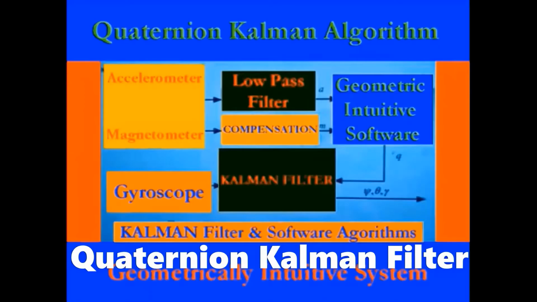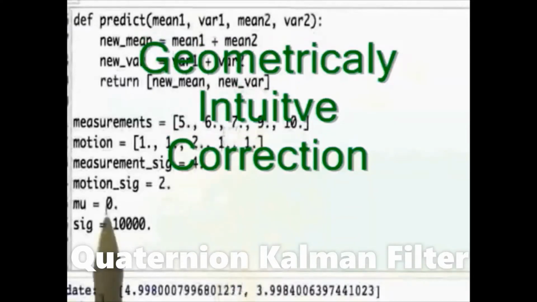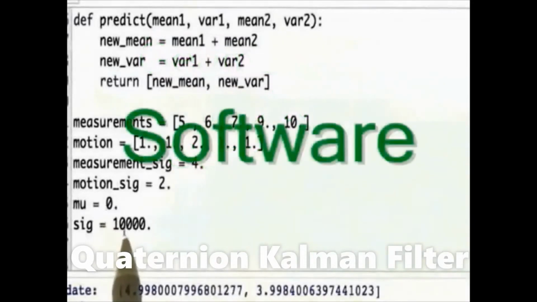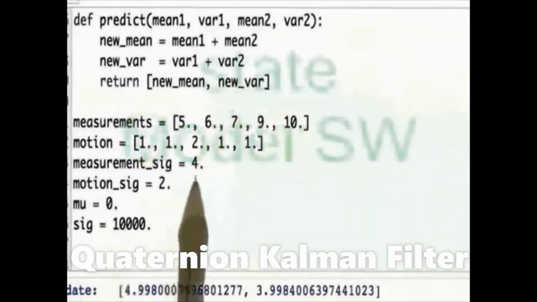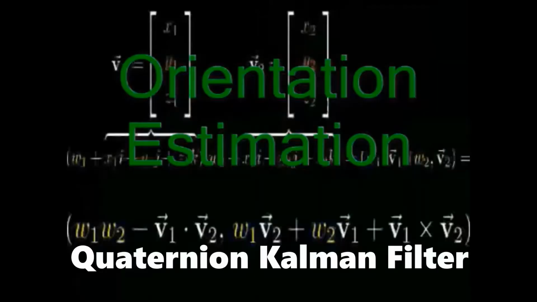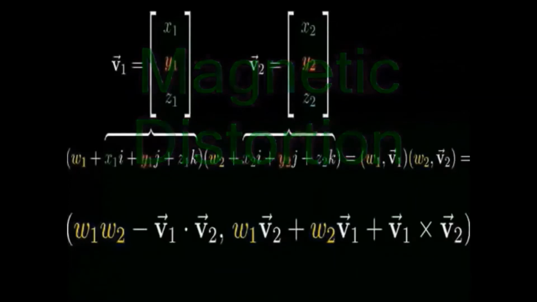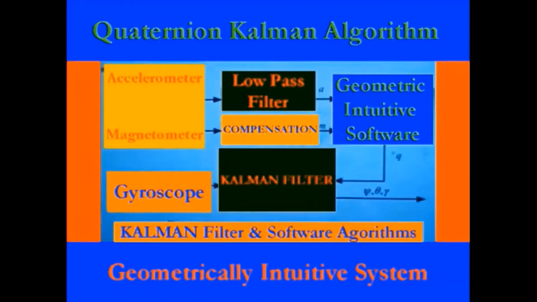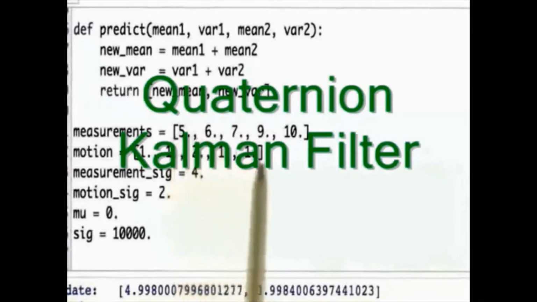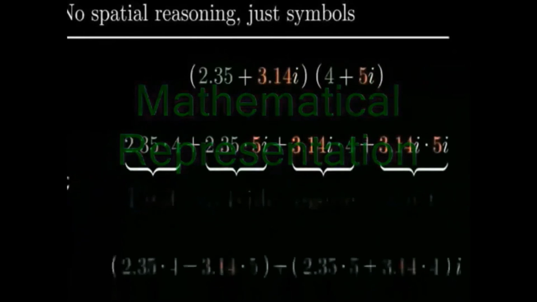Quaternion Kalman filter for real-time estimation using geometrically intuitive correction algorithm. In this algorithm, the sequential geometrically intuitive correction is used to make the estimation of pitch and roll immune to magnetic distortion. Meanwhile, the software algorithm produces a Quaternion input for the Kalman filter to reduce linearization error of measurement equations.